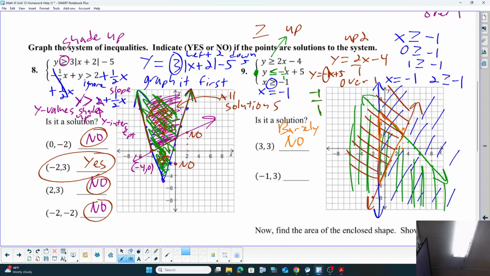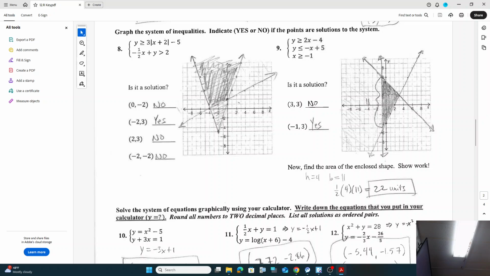Barely a no. Okay, what about back 1, up 3? So that's going to be -1, -1, up 1, 2, 3. I think they're all equal to. Are they all equal to? So since they're all equal to, I think we can say yes. So check. There's our shaded region right there.